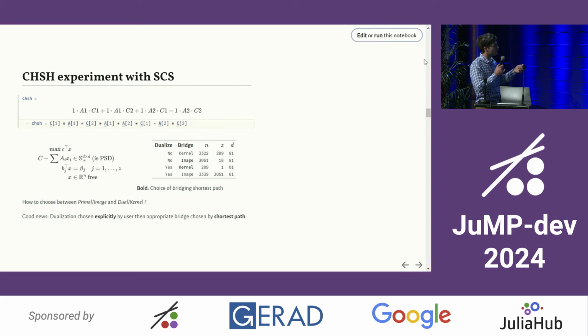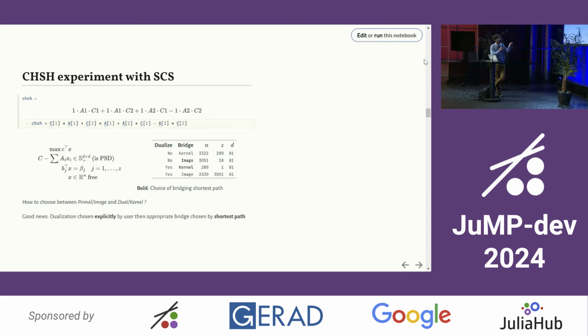Actually, the good news is that usually the SDP solvers, they support either PSD affine in PSD, or they support PSD variable. And if the solver supports PSD variable and not this, you should always use the kernel. If the SDP solver supports this but not PSD variable, you should always use the image bridge. Because otherwise, just to reformulate by adding slacks and so on, it will be always worse. And you see here, if you don't dualize SCS, it's like that. Then using the kernel is very bad. If you dualize, then it's PSD variables, and using the image is always bad.